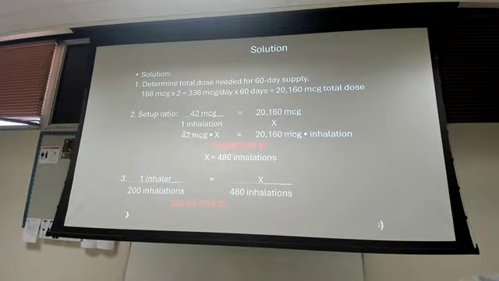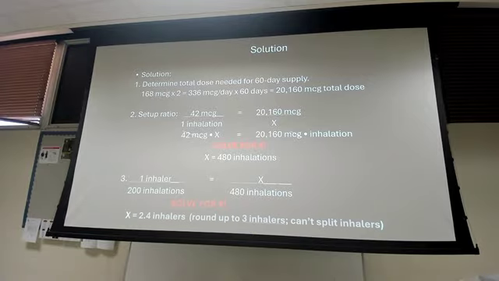In the problem, it states that one inhaler has 200 inhalations. We'll set that up in a proportion where they need 480 inhalations, so we'll solve for how many inhalers they'll need to reach that. We see that they need 2.4 inhalers, but since you can't split up an inhaler, we're always going to round up with inhalers so that they get everything that they need. So the answer here is 3. Any questions?